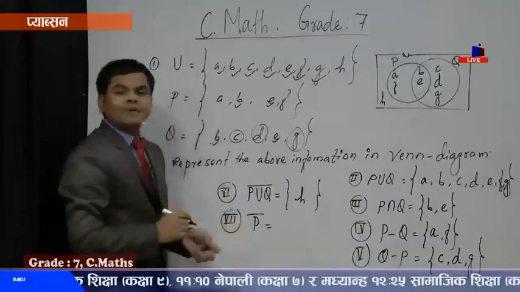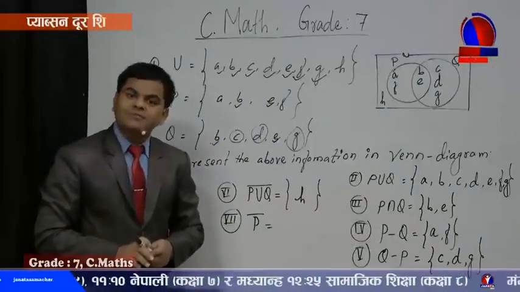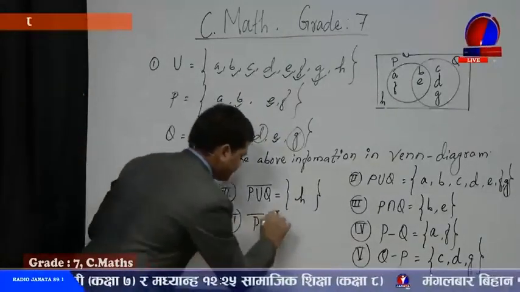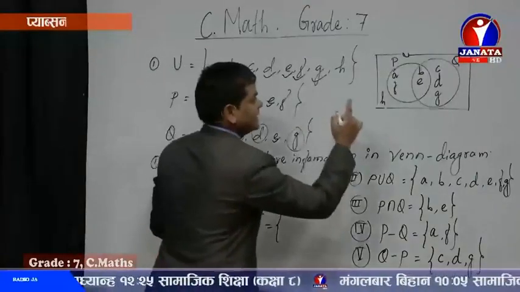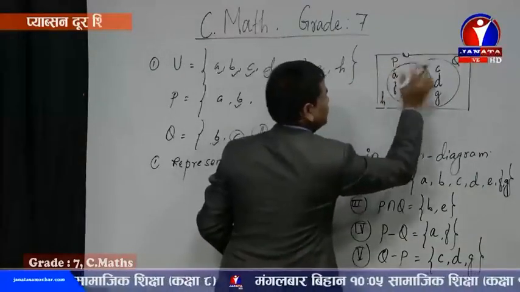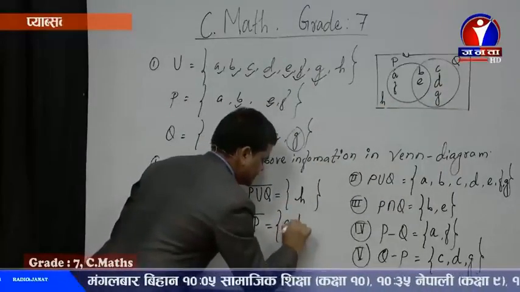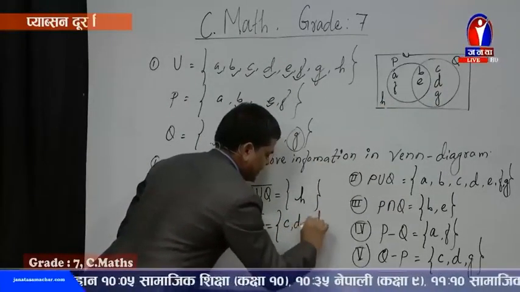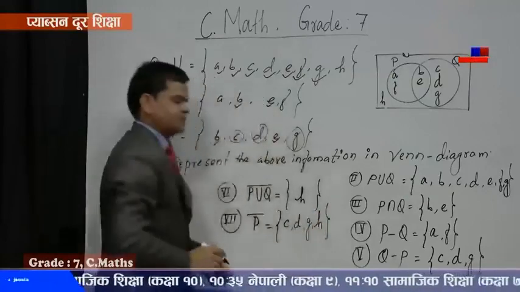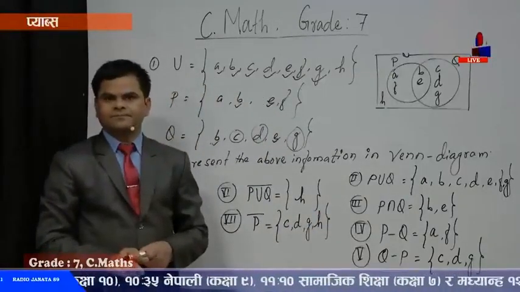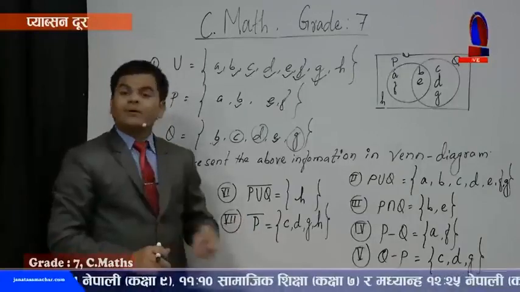So P complement, if we have to find out, except the circle P: C, D, G, H. So C, comma, D, comma, G, comma, H, comma, and let's close the curly bracket. So this is P complement.